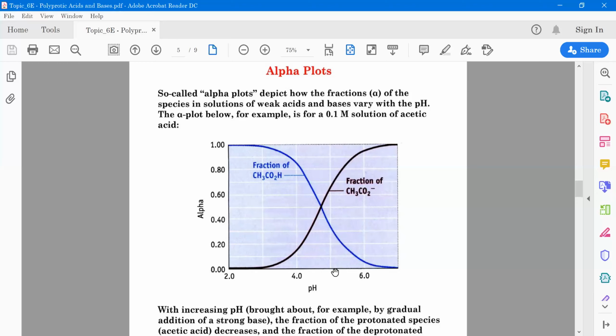As I continue to add more and more base and make the pH go up, the fraction of acetic acid that's present keeps decreasing, and the corresponding fraction of acetate keeps increasing until eventually, at a pH of around 7 or higher, all of the original acetic acid is now dissociated and it's all present as acetate. So at this point right here, if I had been adding sodium hydroxide as a way of increasing the pH, what I would have is a solution of sodium acetate. There would be essentially no acetic acid remaining.